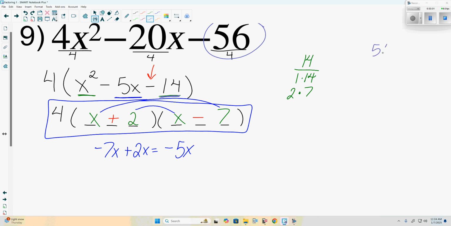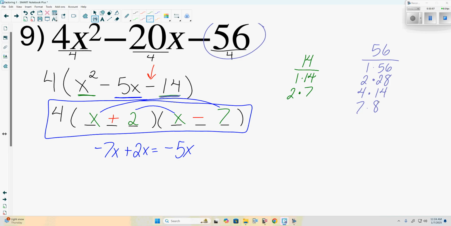Because if we left it, the factors of 56 are 1 and 56. We also have 2 and 28. 3 does not work. So we have 4 and 14. 5 doesn't work. 6 doesn't work. 7 and 8.